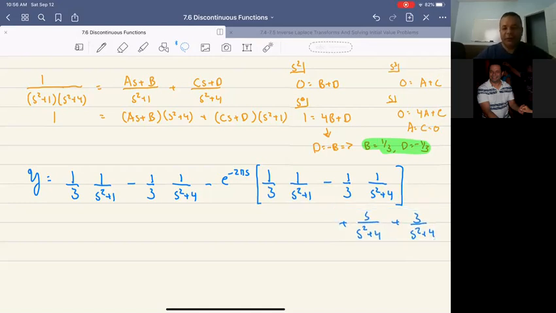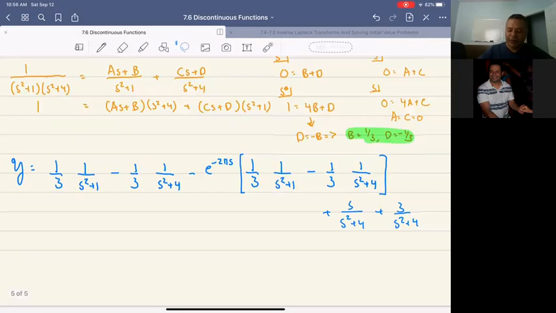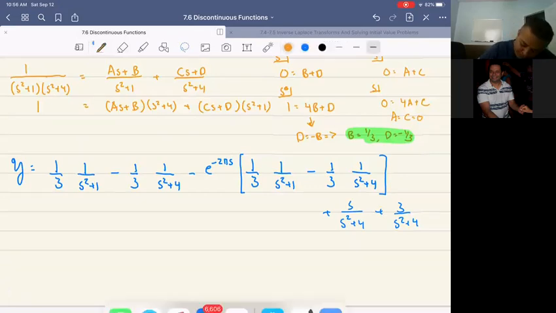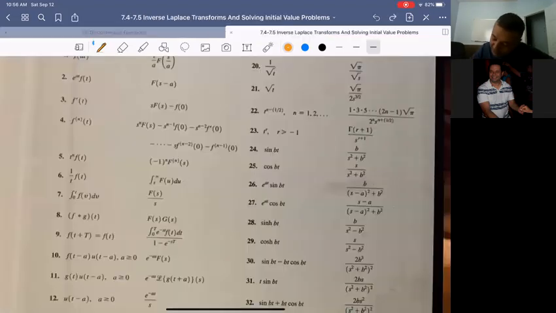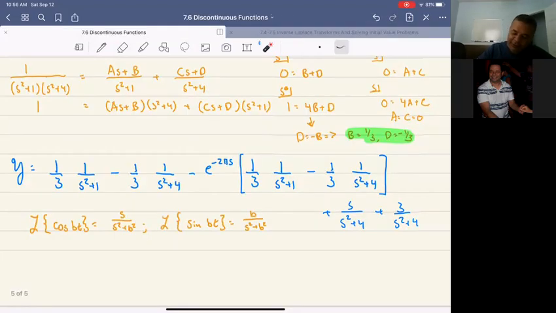Okay, now, these are all sines and cosines. Remember, the Laplace transform of cosine of bt is s over s squared plus b squared. The Laplace transform of sine of bt is b over s squared plus b squared. Let me just double check that. Yep, right here, 24 and 25. Okay, so what do we get?